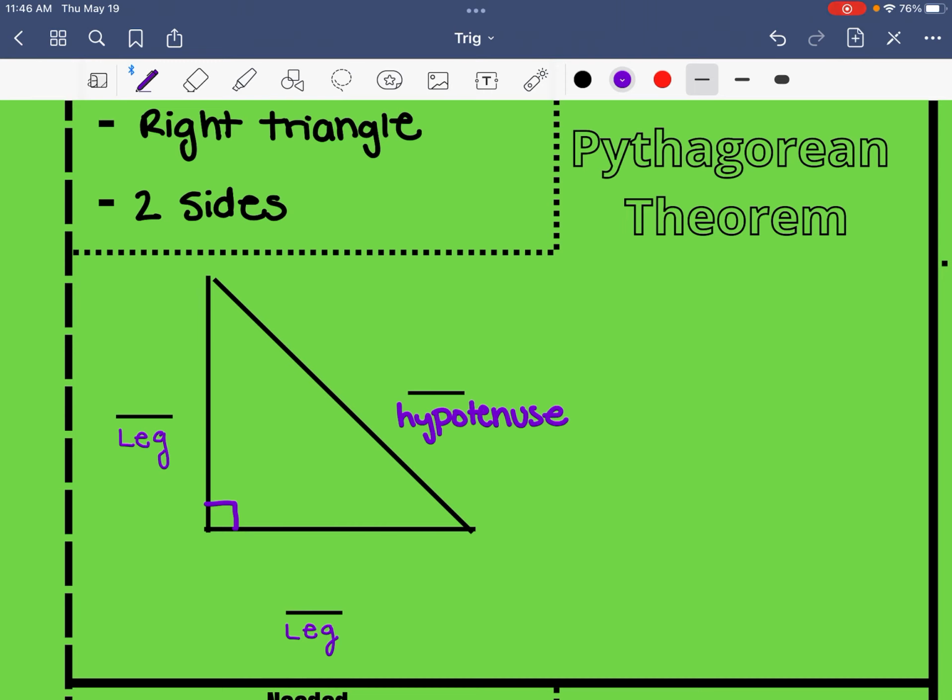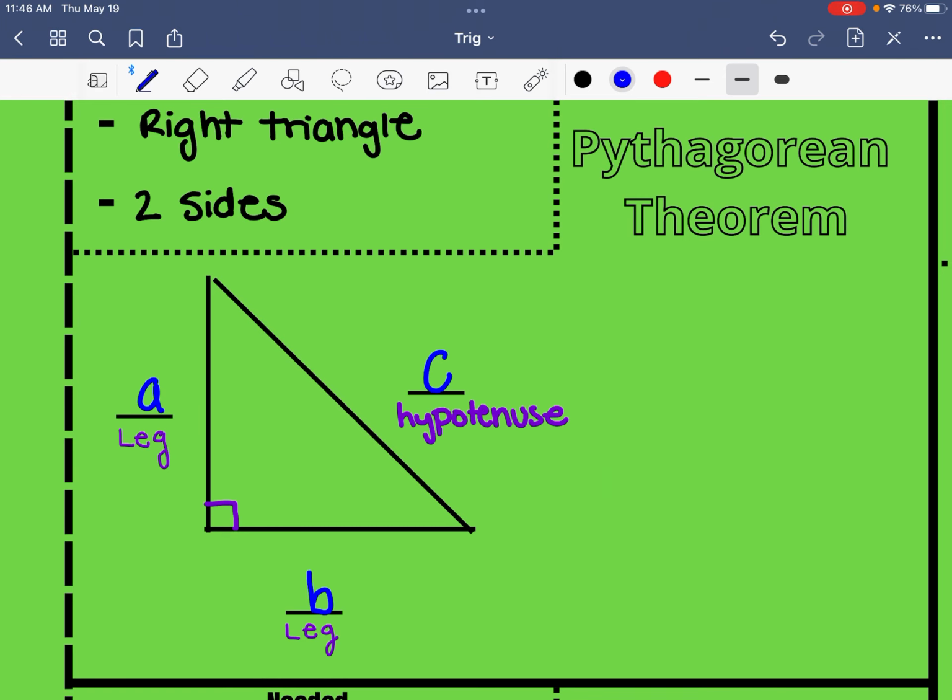Now for the equation, we don't write out all of these. Instead, we use variables, okay? So typically, we call this leg side A, the other leg side B. Now, it does not matter if this is side A or this is side B. You can interchange them as long as we keep that side C as the hypotenuse. C is always the hypotenuse.